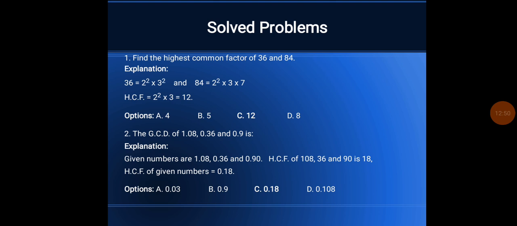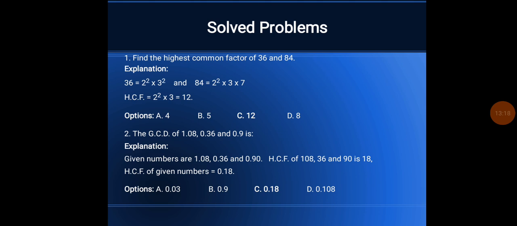So in the question there are decimal points, so we convert the whole number 18 into a decimal number. We divide by 100. 18 divided by 100 is 0.18. Therefore the HCF of the given numbers 1.08, 0.36 and 0.9 is 0.18.